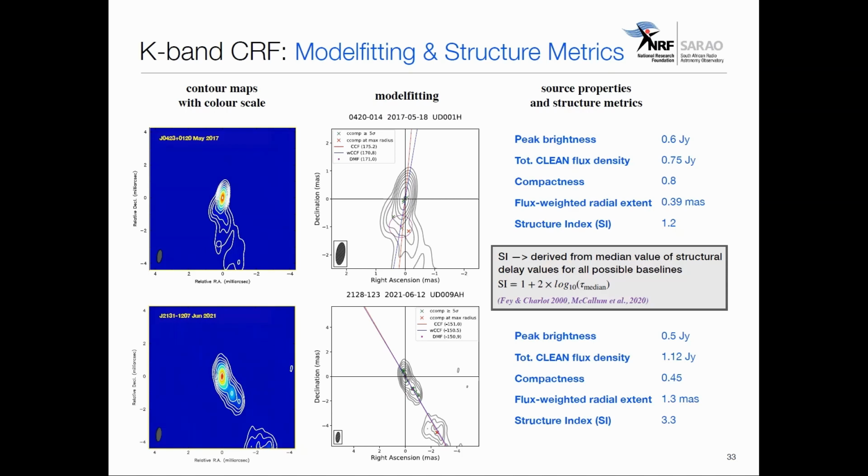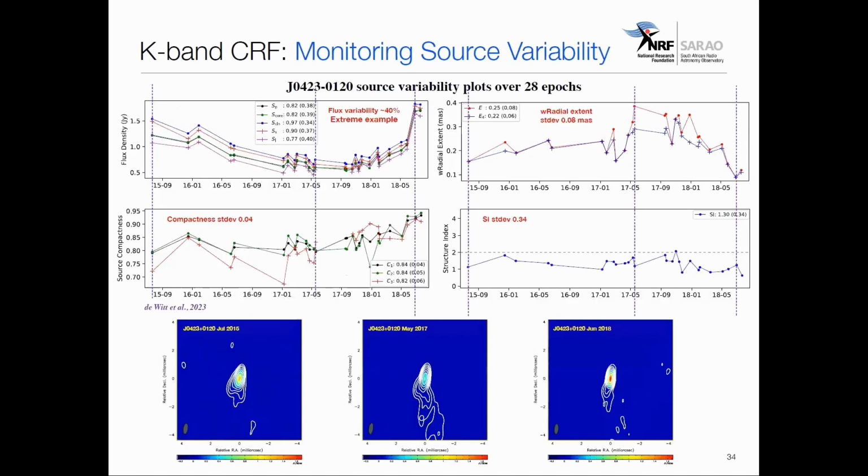And one can see the top source here has a structure index of 1.2, and then the one at the bottom a structure index of 3.3. So not an ideal source for our celestial reference framework.